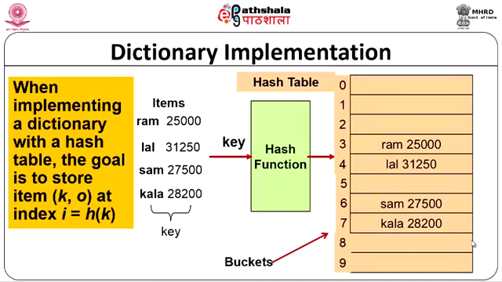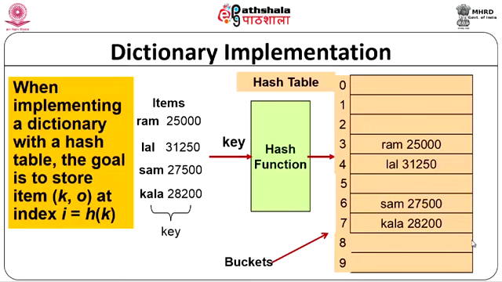Let us understand what we mean by this. We will take a dictionary as an example, because that is a direct way of understanding a hash table. When implementing a dictionary with a hash table, the goal is to store the item (k, O), where k is the key and O is the object, at an index. The index is determined as i, which is nothing but the hash of the key. So, you have an object, you have a key associated with the object, and that key is hashed using a hash function. Let us assume the items given there are Ram, Lal, Sam and Kala, with their key values given there.